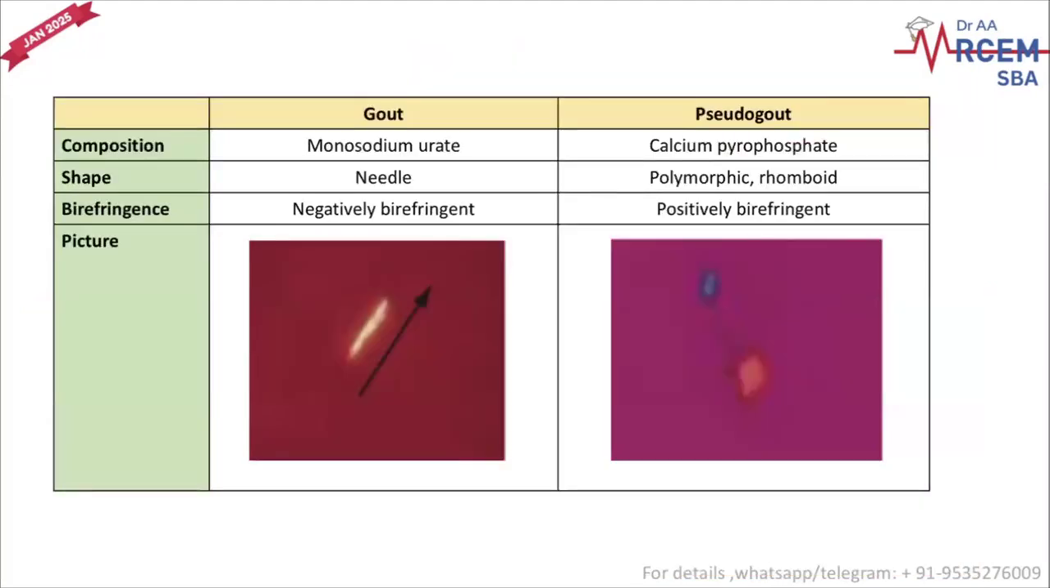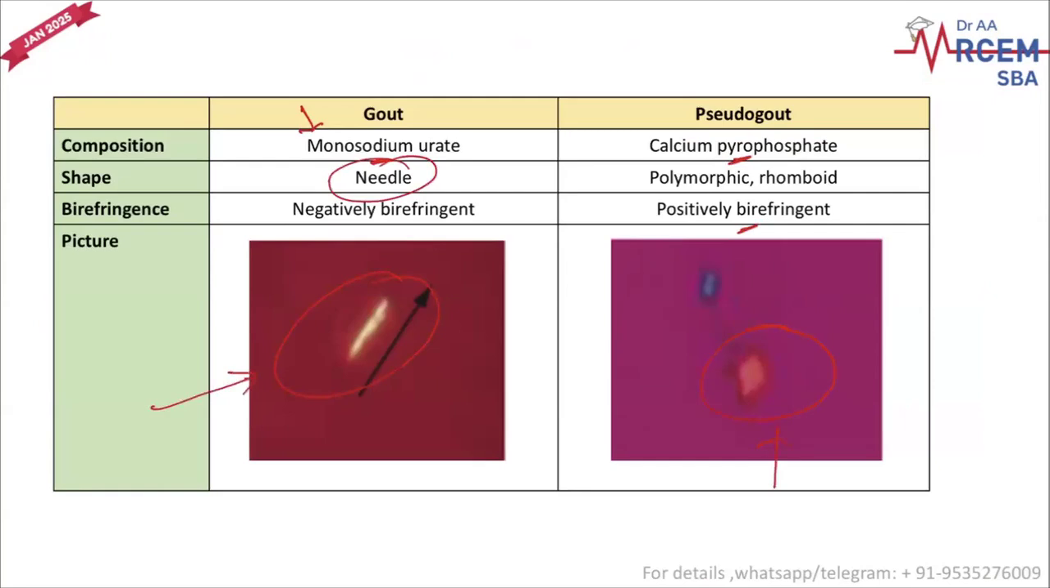How to differentiate between gout and pseudogout? In gout, the negative birefringent crystals that you're seeing are made up of monosodium urate and appear needle in shape. In pseudogout, the positive birefringent crystals that you're seeing are made up of calcium pyrophosphate, and they appear polymorphic or rhomboid in shape.